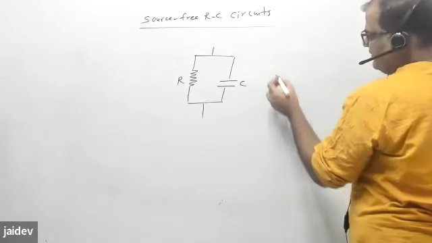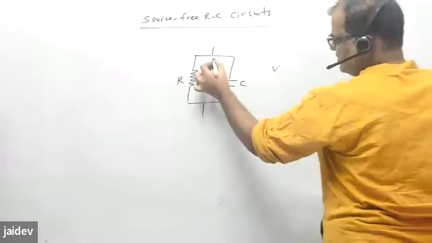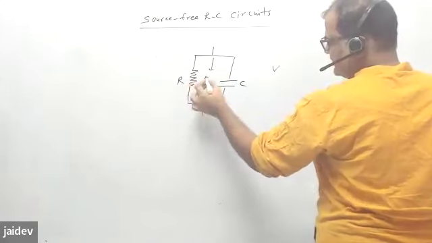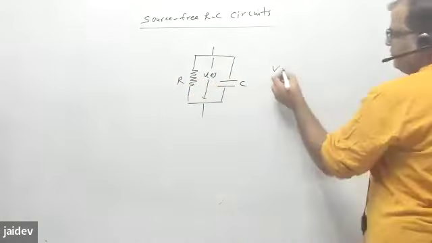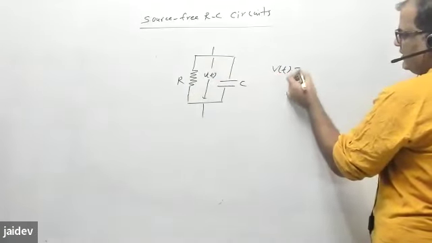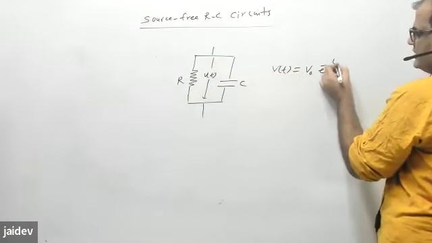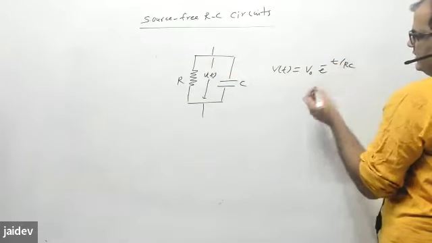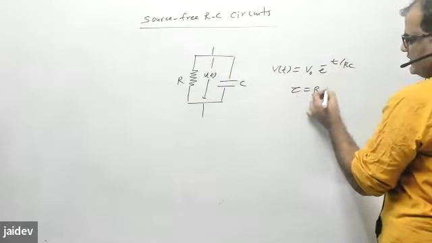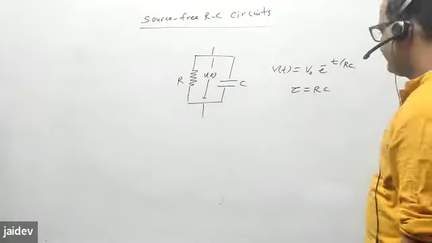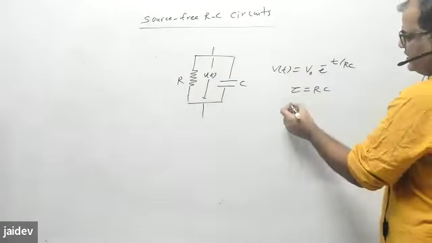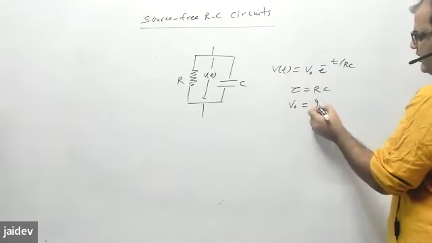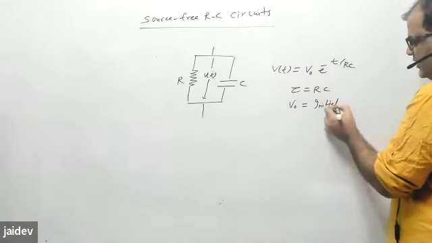Transient behavior means the voltage across the capacitor or voltage across the resistor, which is the same since both are parallel. So V(t) is given by V naught e power minus t upon RC, where tau is your RC. And here V naught is the initial voltage across the capacitor.